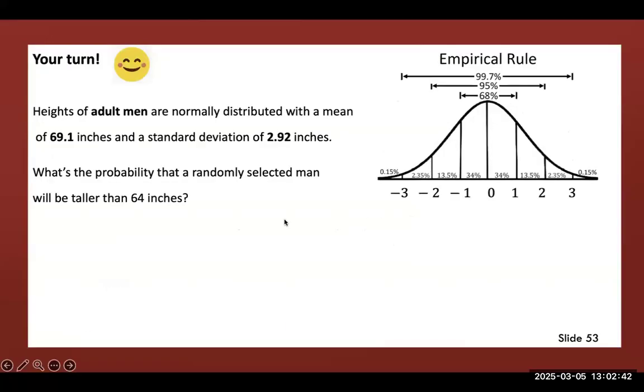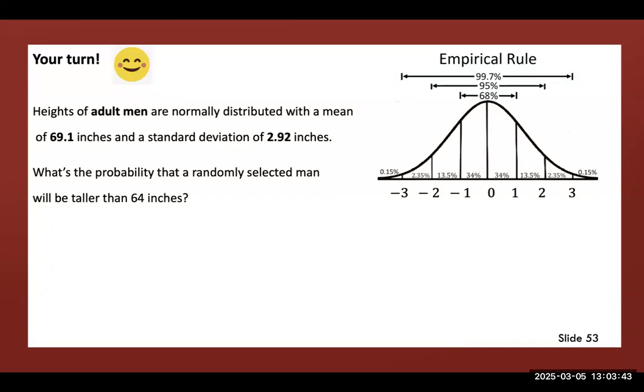Let's try a new problem. Heights of adult men are normally distributed with a mean of 69.1 inches and a standard deviation of 2.92 inches. What's the probability that a randomly selected man will be taller than 64 inches? The first thing I would like you to do is pause the video and see if you can write this as the probability that z is greater than, less than, or equal to a particular number. So let's see if we can get there first.